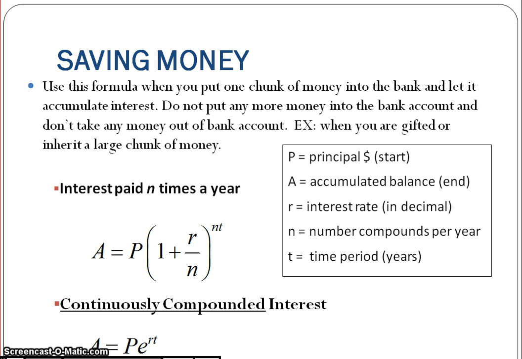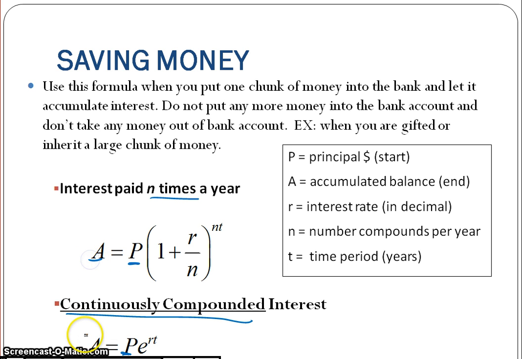This is when we're taking a large chunk of money. Our P is the principal amount that we're going to start with. And we have two formulas: interest paid n times a year and continuously compounded interest. Both of those apply when you have one lump sum of money, P, that you're going to put away, like $10,000 inherited.